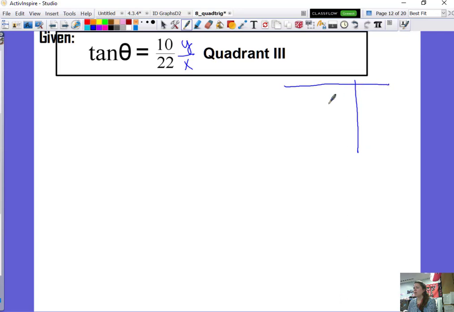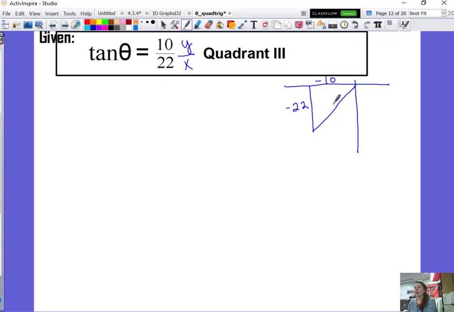So if we know that it's in quadrant 3, we know this is the y value, we know this is the x value, we know this is 10, and we know this is 22. Problem, we're in quadrant 3, and both things are negative. Well, that should make sense to you, because if both things are negative, the whole value together will be positive.